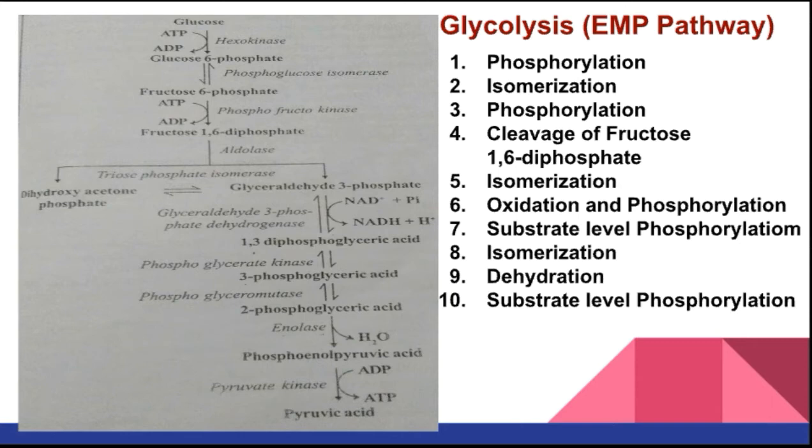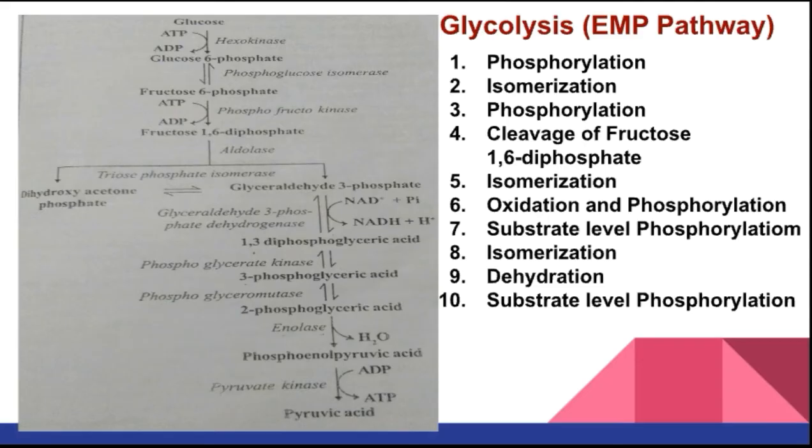First is the phosphorylation, second is the isomerization, third is the phosphorylation, and fourth is the cleavage of fructose 1,6 diphosphate. Again, the second isomerization is there. Sixth is the oxidation and phosphorylation, seventh is the substrate level phosphorylation, eighth is the isomerization, ninth is the dehydration, and the last, tenth, is the substrate level phosphorylation. These are the 10 processes we have seen in glycolysis.